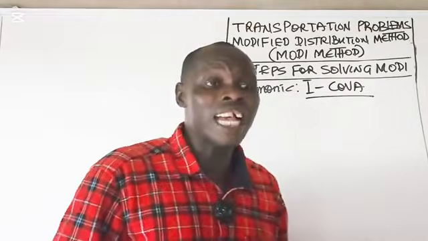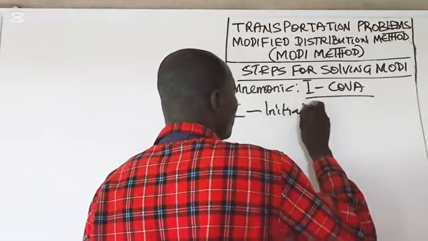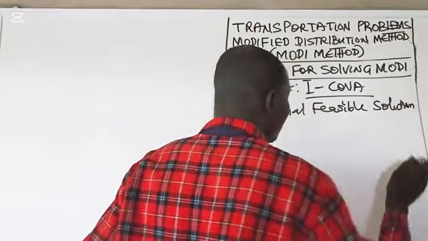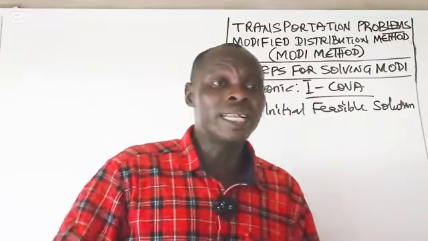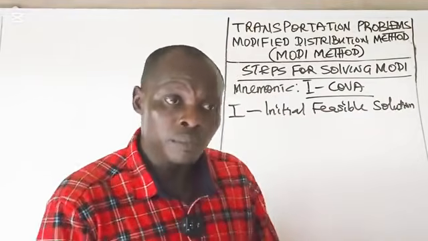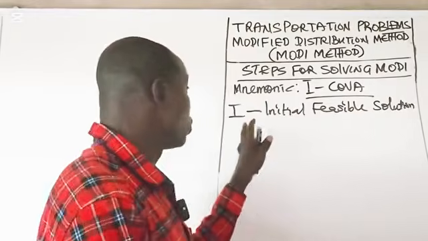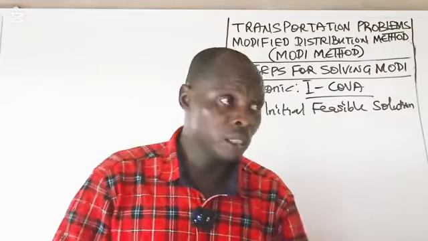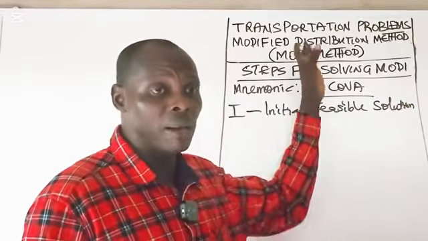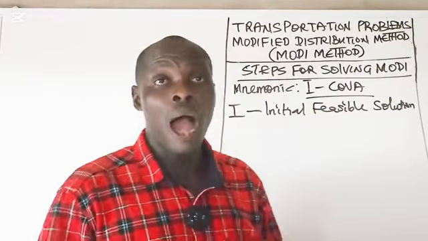I stands for initial feasible solution. It means you will need to obtain the initial feasible solution using any of the northwest corner method, least cost method, or Vogel approximation method. That is the first thing. For better understanding, I will advise you watch my earlier video on the northwest corner method, the least cost method, and the Vogel approximation method.